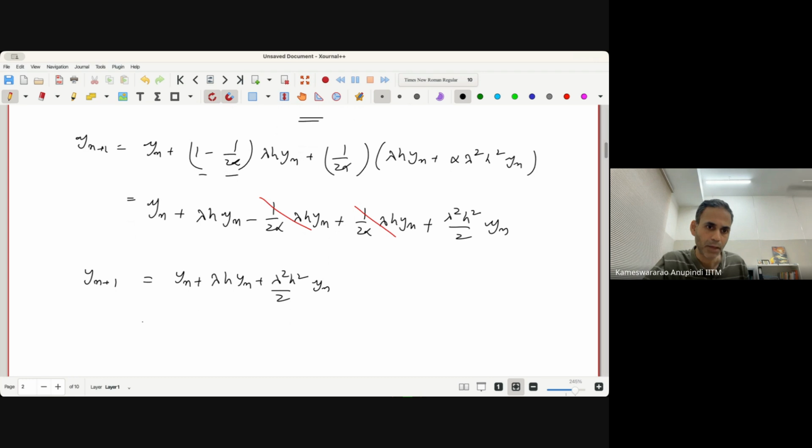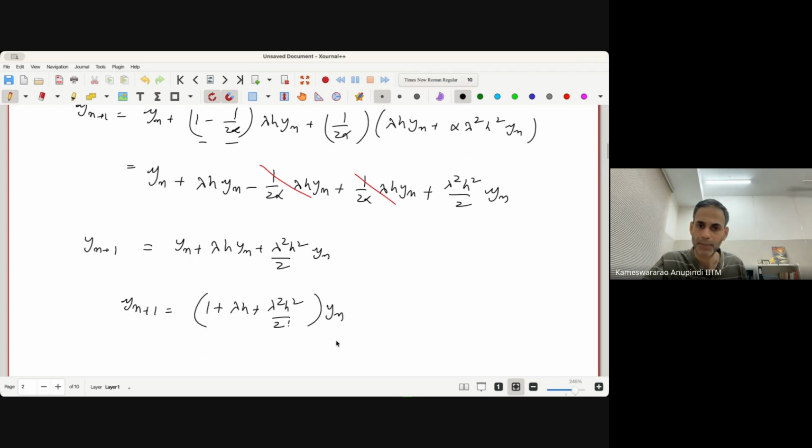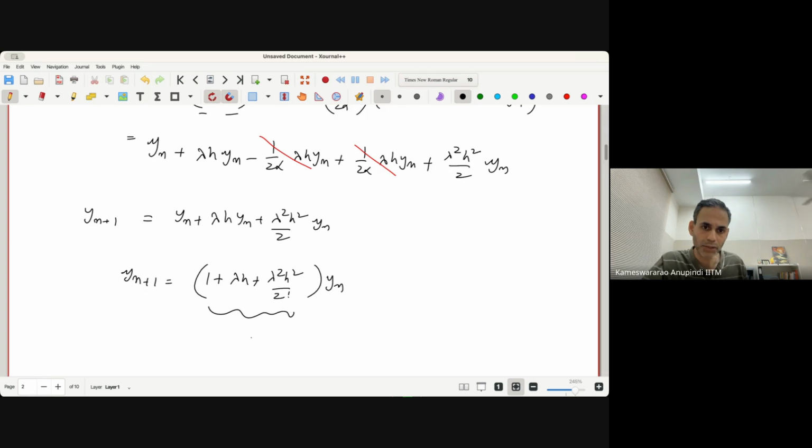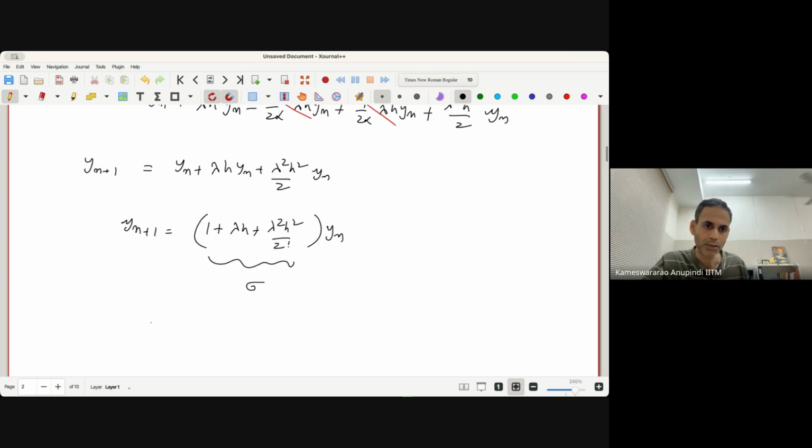That means my yn plus 1 equals 1 plus lambda h plus lambda square h square by 2 factorial times yn. Now we have this value, which is sigma. So we can write yn equals sigma power n times y0. That is the amplification factor we have.